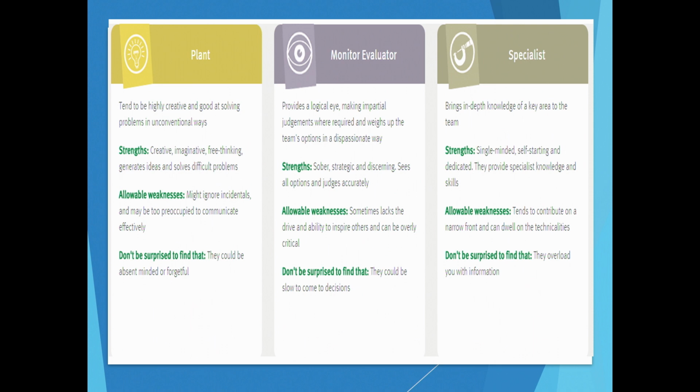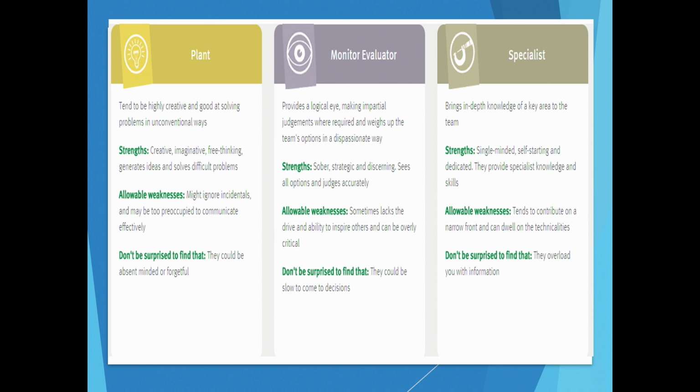They're so focused, their head is right in there, that they might forget that they had a meeting with you, that they might forget to communicate that this is actually going to take an extra 3 hours to complete or whatever. So, again, the communication might lapse because they're so focused in on solving this particular problem. Don't be surprised to find they could be absent minded or forgetful. Again, focused. Next up, halfway there, is the monitor evaluator.